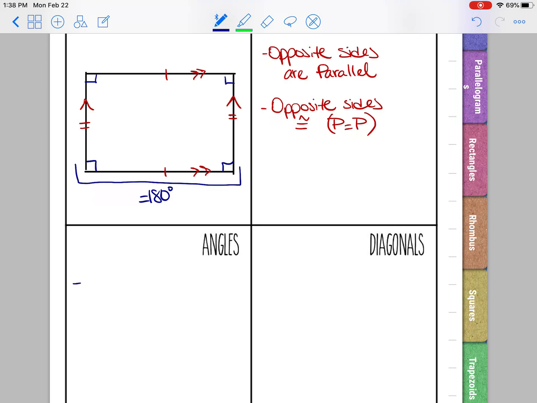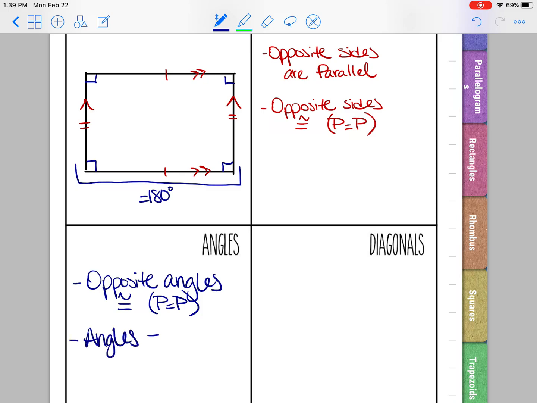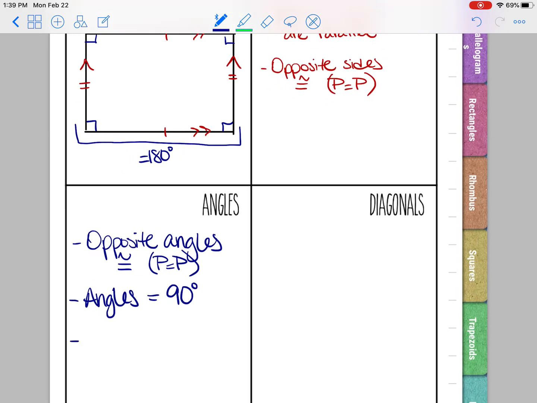So let's jot down our angle characteristics. Let's start with what was passed down. Opposite angles are congruent. We know that that's part equals part. Doubt you'll see many questions on that with a rectangle because the angles do equal 90 degrees. And our other passed down characteristic was that consecutive angles add up to 180. And we said earlier that that equation was part plus part equals 180 degrees.